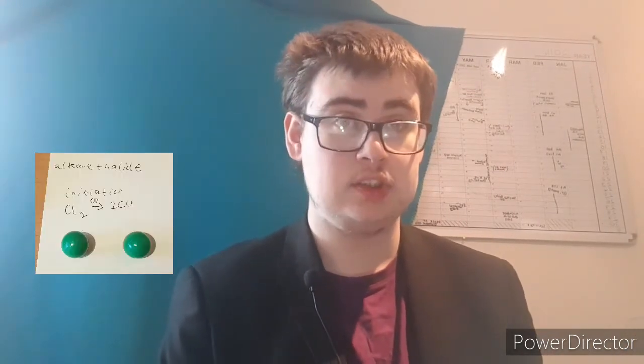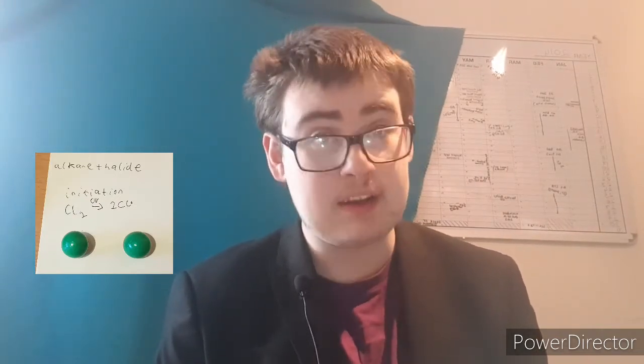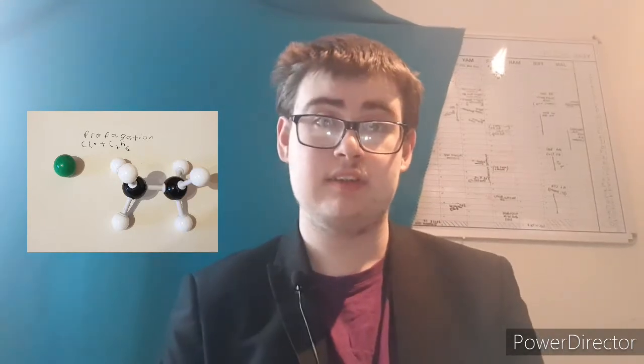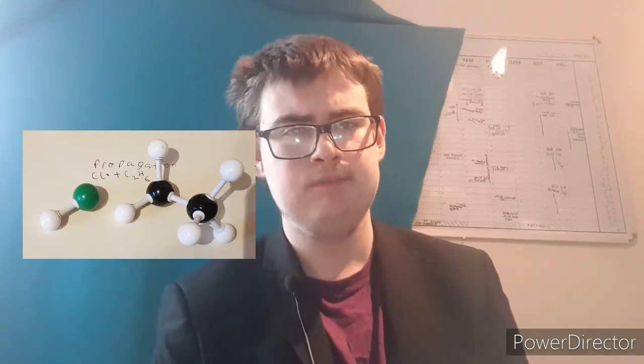Starting off with initiation, a chlorine molecule is hit with ultraviolet radiation, causing it to form 2 chlorine radicals. Then that is the propagation. In the propagation, firstly, these chlorine radicals will yoink one of the hydrogens from the ethane, forming hydrochloric acid as well as an ethyl radical.